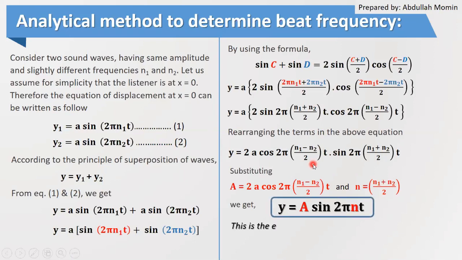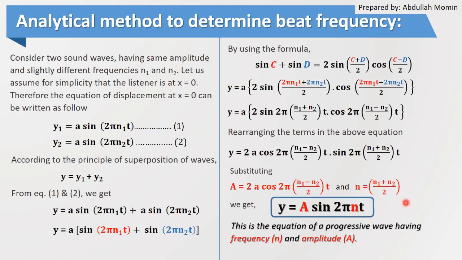This is the equation of a progressive wave having frequency n and amplitude A, where A is the amplitude of this resultant wave and n is the frequency of this resultant wave. By using this, we are going to find the frequency of waxing and the frequency of waning, and after that ultimately the frequency of beats. So let's move to the next slide.